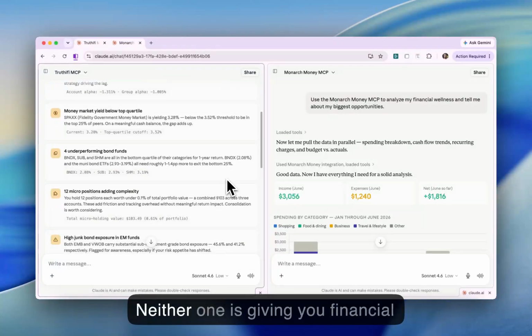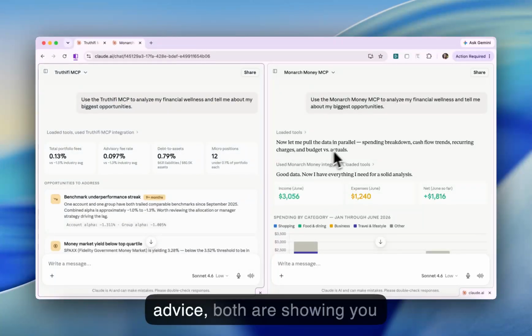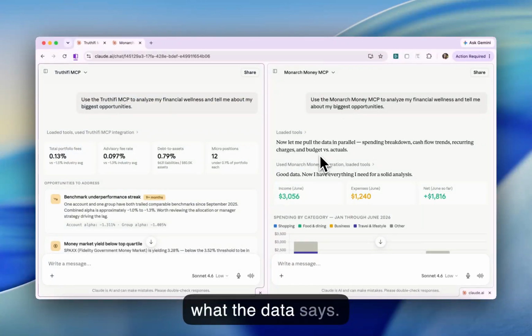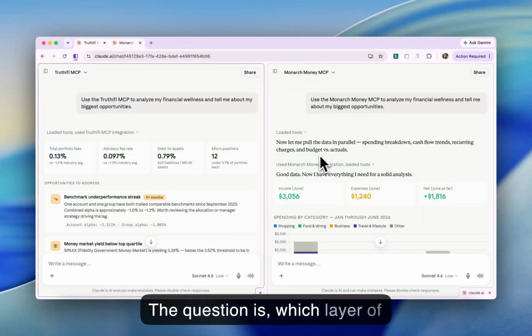needs attention. Neither one is giving you financial advice. Both are showing you what the data says. The question is, which layer of your financial life you're trying to understand.